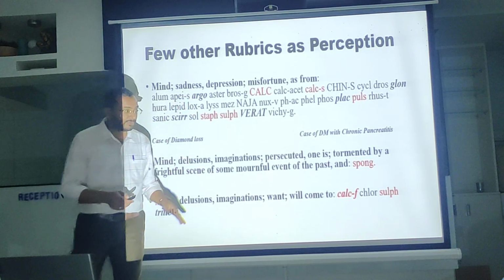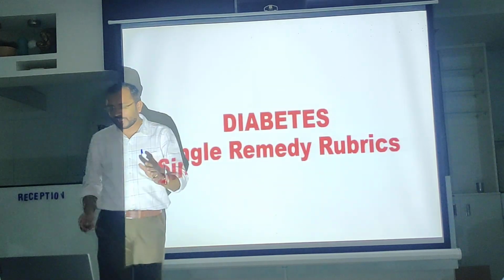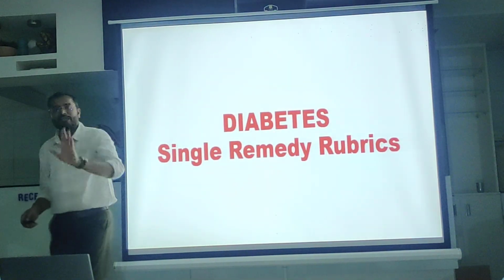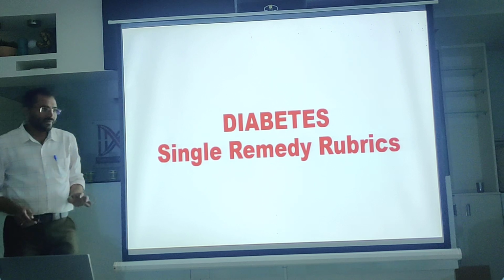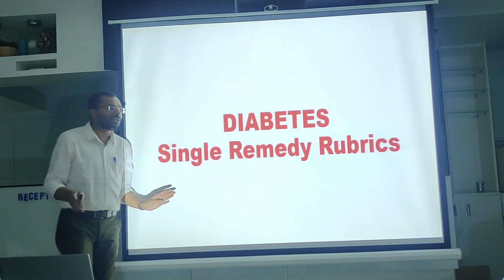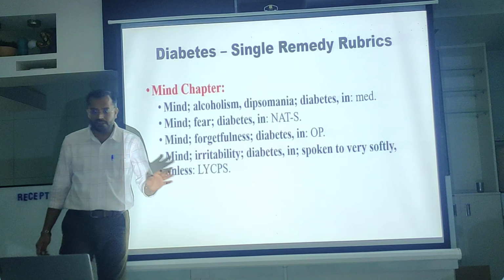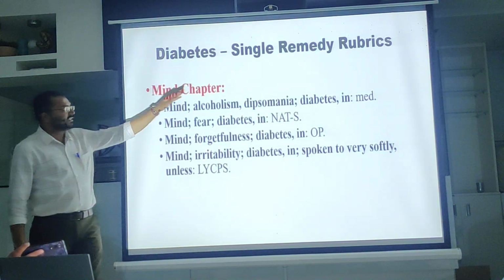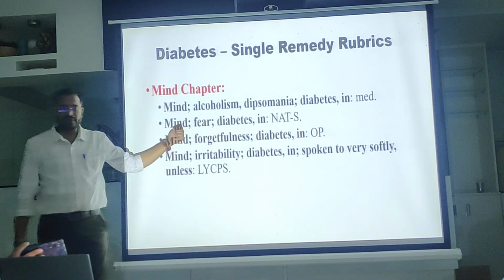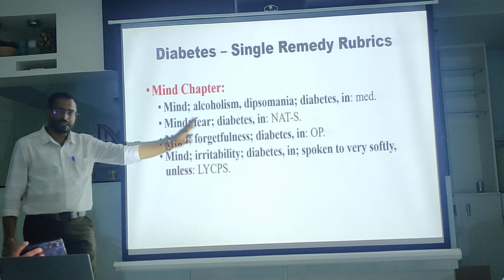Now the fourth criterion, the fourth facet of diabetes: diabetes with single remedy rubrics. If you find a single remedy in diabetes, just plainly prescribe, you will get the result. What is this? Mind. Alcoholism came, same. Fear, diabetes, these are mind rubrics, all of these have come.